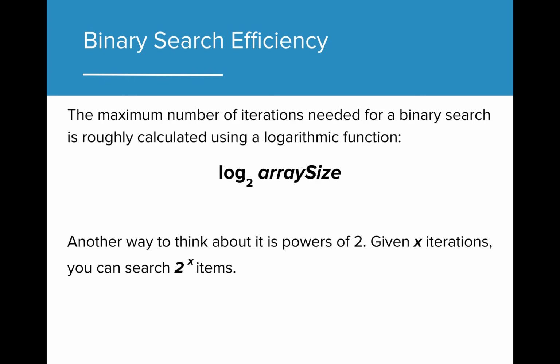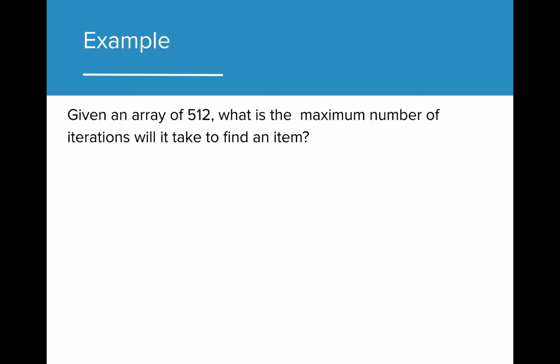To calculate the maximum number of times a binary search will need to iterate through an array to find a value, we can use a log_2 function with the array size. The actual number may be plus or minus 1 depending on the implementation. Let's look at an example. Given an array of 512 items, what is the maximum number of iterations it will take to find an item? To calculate the solution, we use log_2 of 512. The solution is 9. Remember, logarithmic functions are the inverse of exponentials, so 2 to the 9th power equals 512.